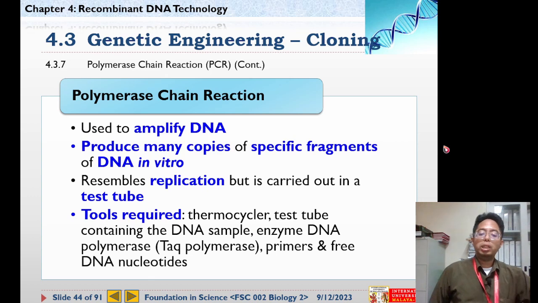Polymerase chain reaction, or PCR, is used to amplify DNA. It will produce many copies of specific fragments of DNA in vitro, which is in a test tube. What you need is a thermocycler, meaning that this machine can go hot and then cold, and hot and cold again. A test tube containing the DNA sample, the enzyme DNA polymerase, primers, and free DNA nucleotides.